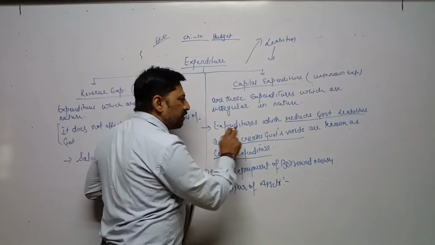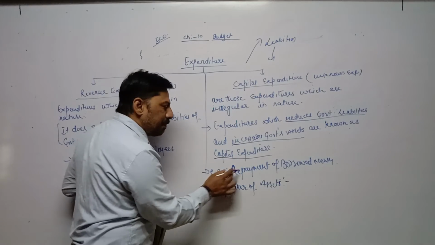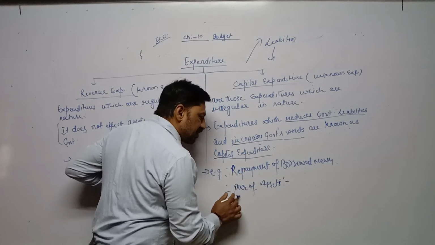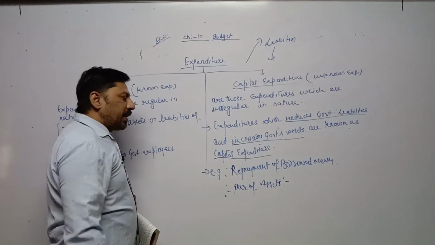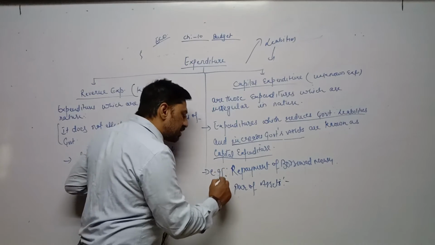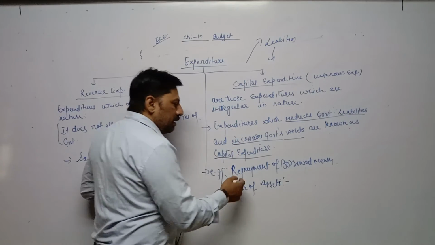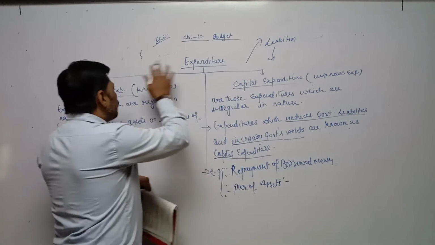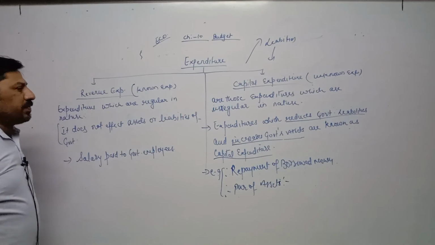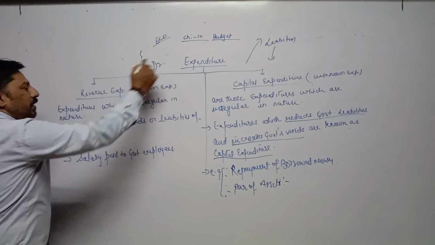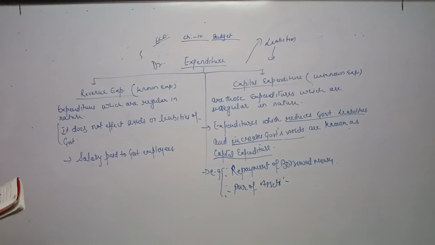So once again, expenditure which reduces government's liabilities, for example repayment of borrowed money, and increases government's assets, for example purchase of assets, is known as capital expenditure. And these are irregular in nature, because regularly we are not purchasing aircrafts from any other country. That's why this is called capital expenditure. But both expenditures, whether revenue expenditure or capital expenditure, will be shown on the debit side of the government budget. So the accounts of the budget are completed.